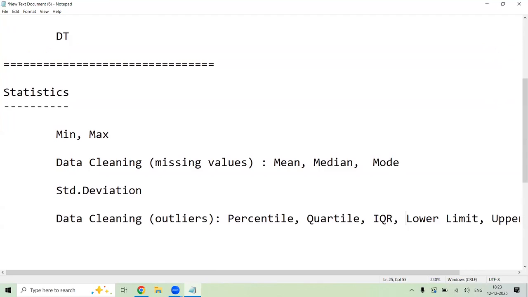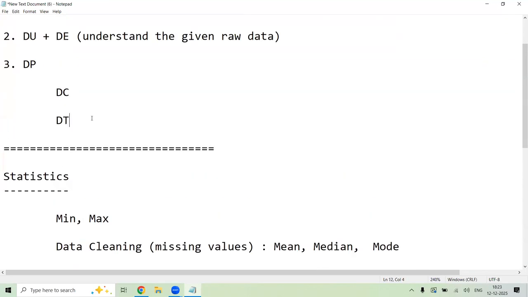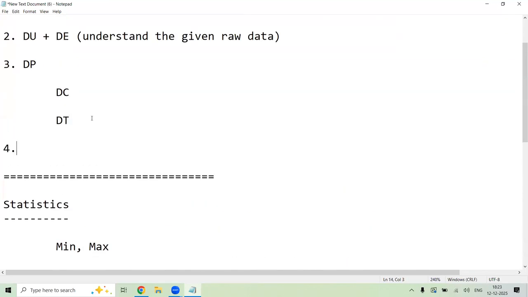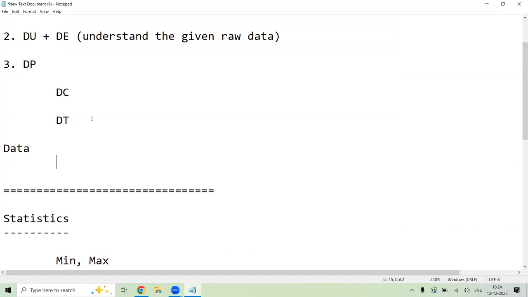And finally, we have completed the 3 steps. Now we are going to enter into the 4th step. Before entering into the 4th step, we have the data with us. Now, the data has to be divided into 2 parts. One is called train data, and the second one is called test data. Train data and test data. Like this, we have to divide.